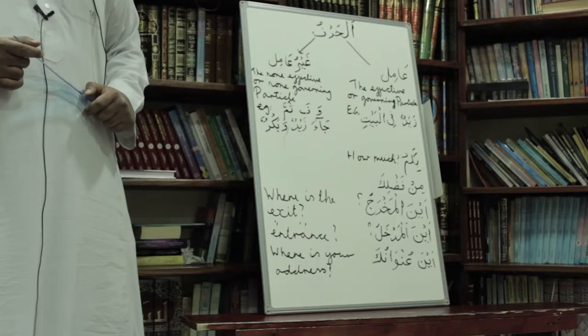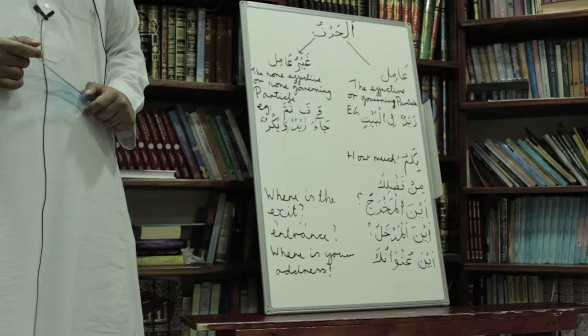So Zaidun fil bayti. Zaid is in the house. That's what it means. But the point of discussion here is that the kasra is there because of fi. Right? So that's an example of an effective harf. There are many more.